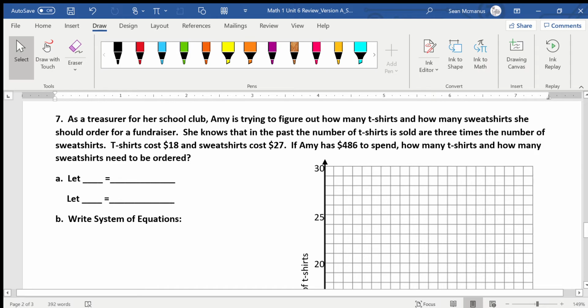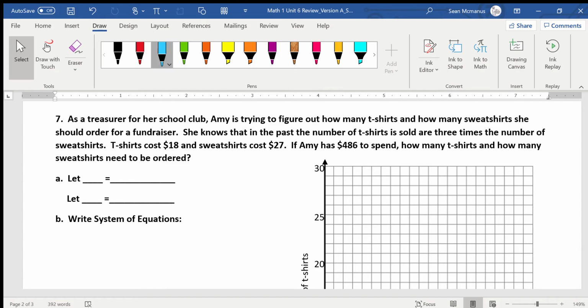As treasurer of her school club, Amy is trying to figure out how many t-shirts and how many sweatshirts she should order for a fundraiser. She knows that in the past, the number of t-shirts sold is 3 times the number of sweatshirts. T-shirts cost $18, sweatshirts cost $27. If Amy has $486 to spend, how many t-shirts and how many sweatshirts need to be ordered?